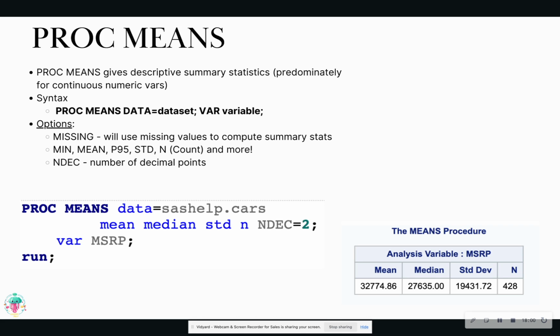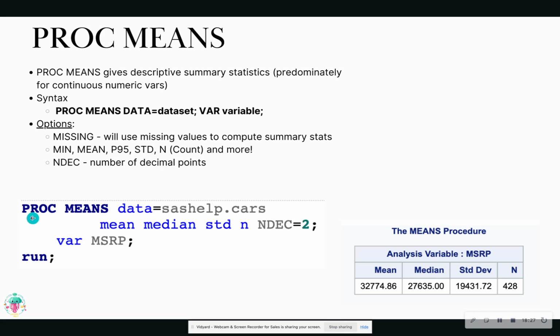You can call many summary statistics or statistical measures, such as MIN for minimum, MEAN, P95 in this case means the 95th percentile, STD for standard deviation. If you see N, that is just a raw count, and more. You have NDEC, which allows you to round the numbers to a certain number of decimal points as well.